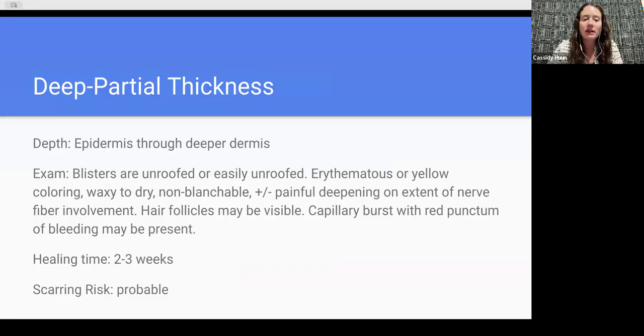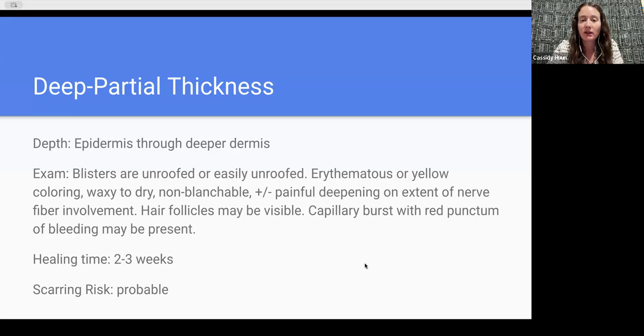Moving on to deep partial thickness. So this is going to extend from the epidermis through the deeper dermis. On your exam, you'll have blisters that are easily unroofed or already unroofed on their own. There'll be erythematous or yellowish discoloration. They'll kind of have a waxy and dry appearance. These will be less blanchable, if they're even blanchable at all. Depending on how deep it is and the extent of nerve fiber involvement, they may or may not be quite painful. You might be able to see some of the hair follicles, and you can sometimes see capillary bursts. So you'll have little red dots there where it's bleeding, if that finding is present.